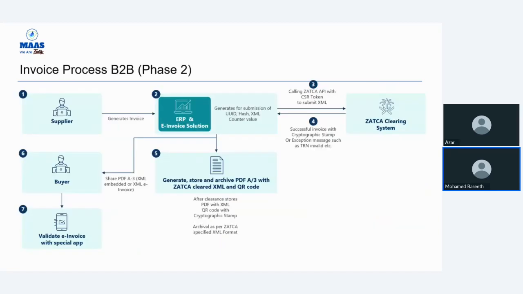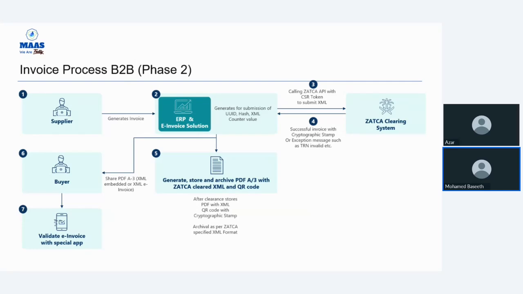Then now the actual process of issuing invoices. Zatka has given two ways of issuing invoices. One is for B2B, which is business to business. The other one is B2C. So now we will see the process of B2B. In the B2B scenario, as a company, we are issuing invoices to another company. So in that case, as a supplier, we will issue an invoice through our system.